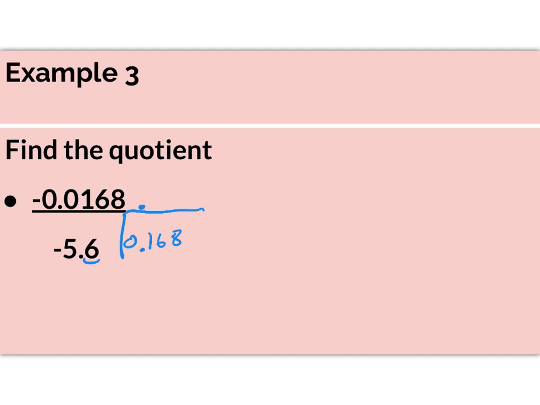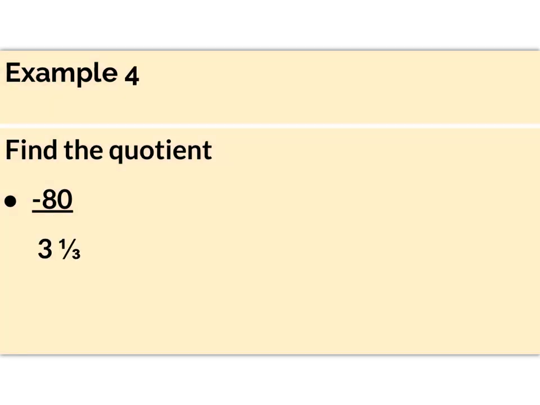56 goes into 1 0 times, goes into 16 0 times. Let's try 3. 3 times 6 is 18. Carry the 1. 3 times 5 is 15, plus 1 is 16. Oh, look at that. It terminates. So 0.0168, or 168 10,000ths, divided by negative 5.6 becomes 3 1,000ths. Okay, found the quotient.